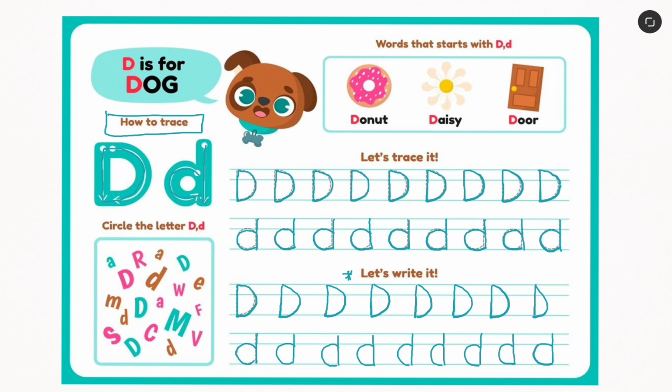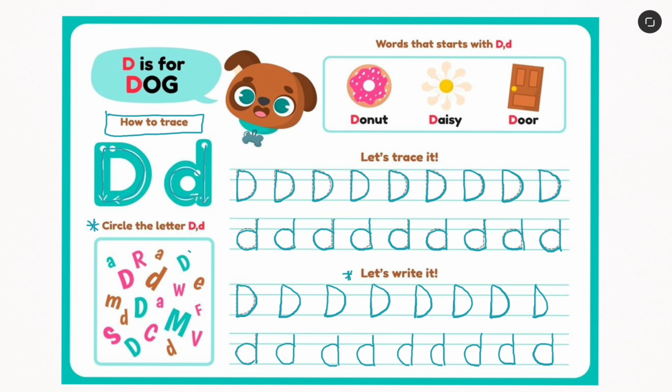Very good. So now that we are done tracing and writing ourselves, let's come over here where we are asked to circle the alphabet D, capital D and small d. So let's look through all the words that are placed there randomly and see if we can identify capital D and small d. If you see any of them, you circle it. Are you ready? Let's go.